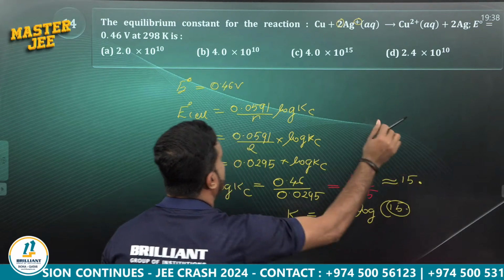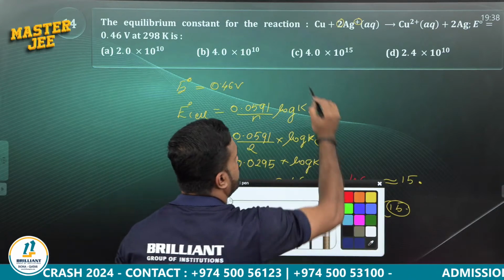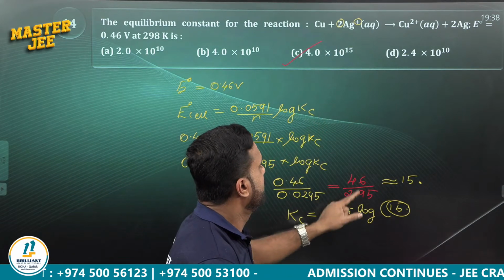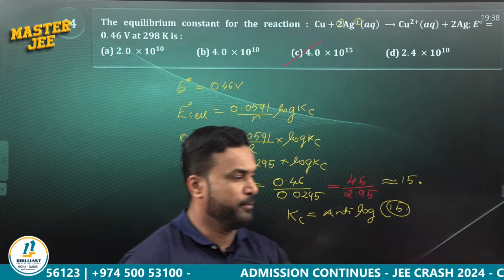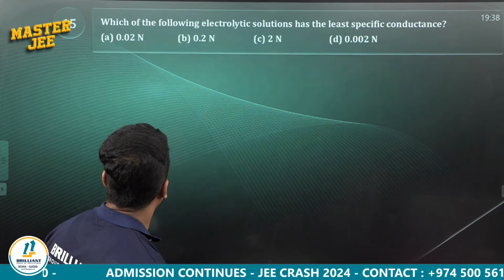The integer part is 15, which means it will be 10 power 15. That type of answer only will be there. So the right answer is C, 4 into 10 power 15. Hope you got it. Yes, good. So question number 15.